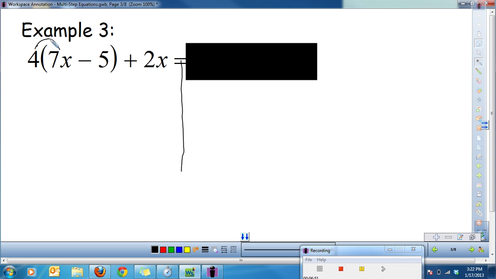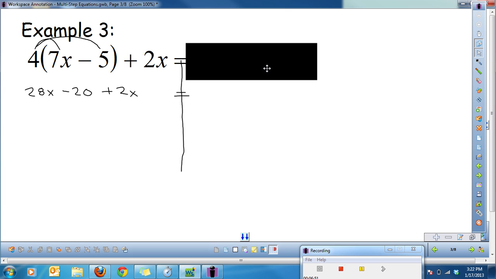4 times 7x is 28x. I'm sorry, not negative 7. 4 times a negative 5 is a negative 20. I'm not going to distribute this 4 to here because I only distribute to what's in the parentheses. So I'm going to bring down my 2x.